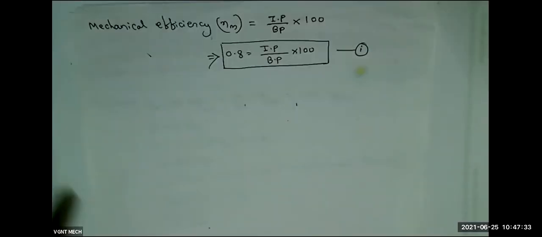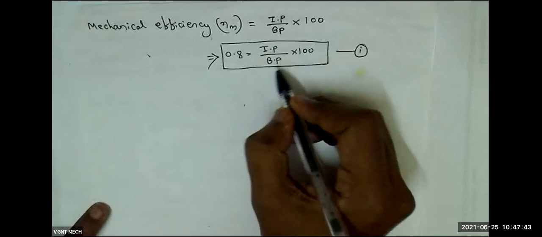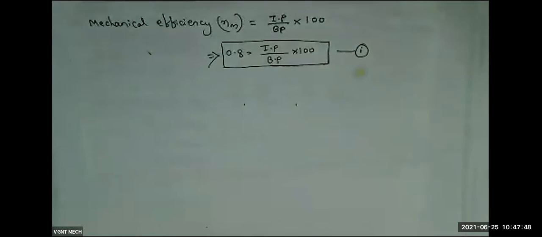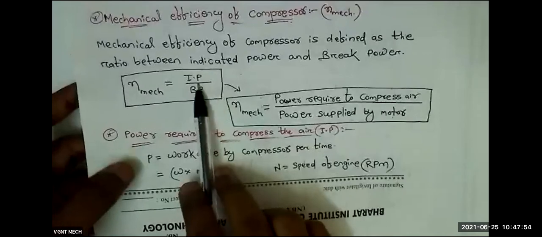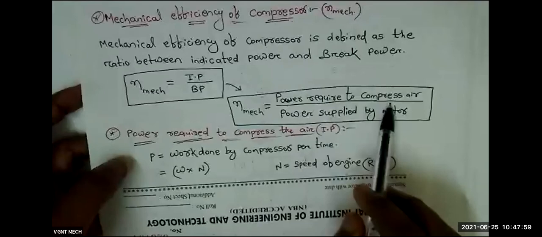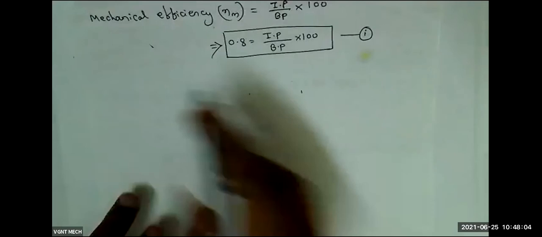Any doubt? Okay. So we have to calculate the brake power and the indicated power. Now we have to calculate this indicated power. What is this indicated power? Just now I have explained. Indicated power means the power required to compress the air. So we will calculate the indicated power.